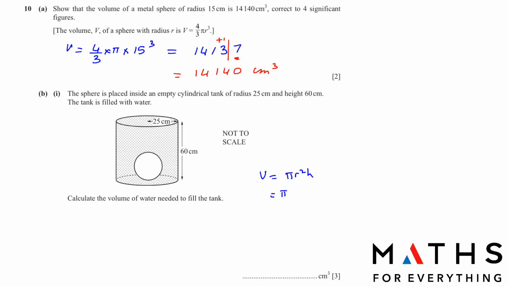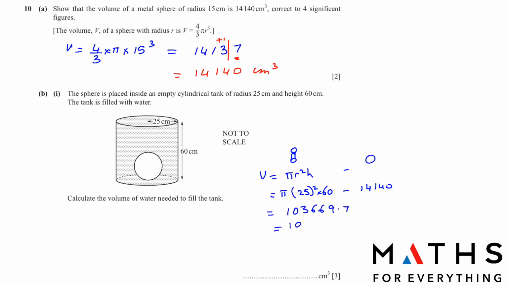R is 25 and the height is 60. Multiply by 60. This is the volume of the cylinder, and the volume of the sphere we already know what it is, 14140. Subtract it and that is your answer. It is 103,669.7. You can leave it like that, or if you want to round it, you can round it.